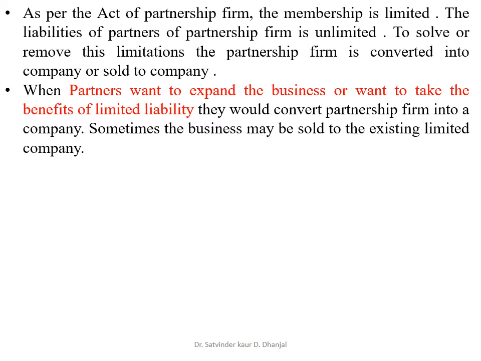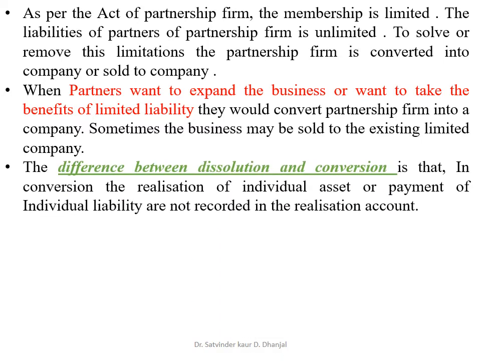Now, in the case of conversion or sale of partnership firm, the books of the firm are closed as it is dissolved. So a realization account is prepared, in the same way as we used to prepare in the dissolution of firm chapter. The only difference between the dissolution of firm and the conversion of partnership firm is that in conversion, the sale of individual assets, or the realization of individual assets, or payment of individual liabilities are not recorded in the realization account.